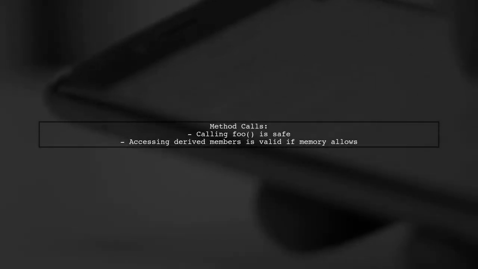When you call a method on a derived class pointer, like foo, it works fine because the method doesn't access any member variables. However, if you call a method that accesses a derived class member, it can still be valid due to the extra allocated memory.